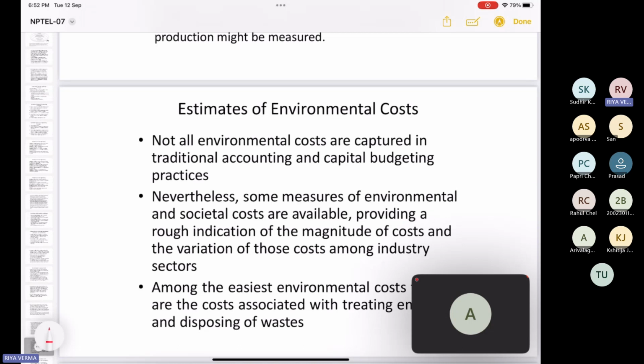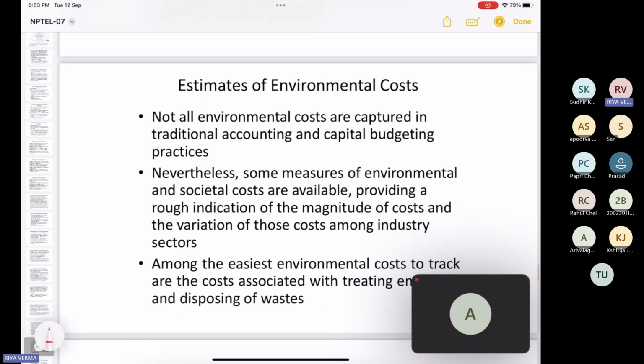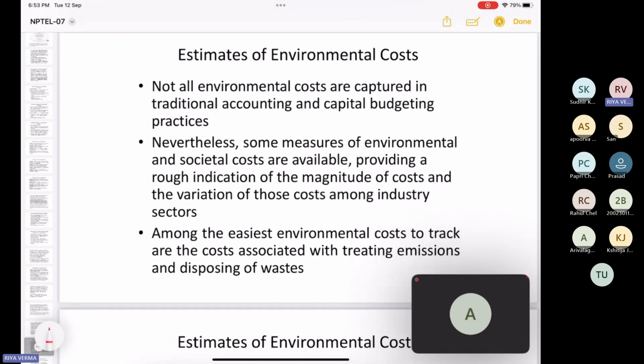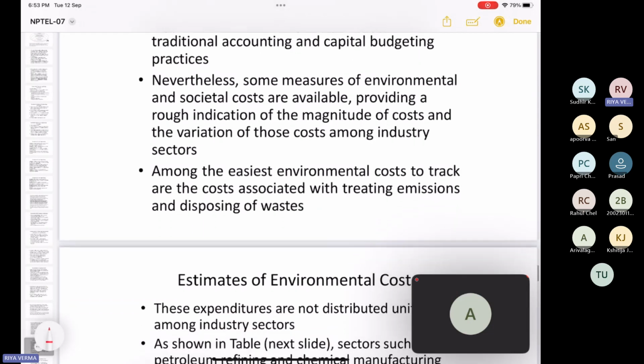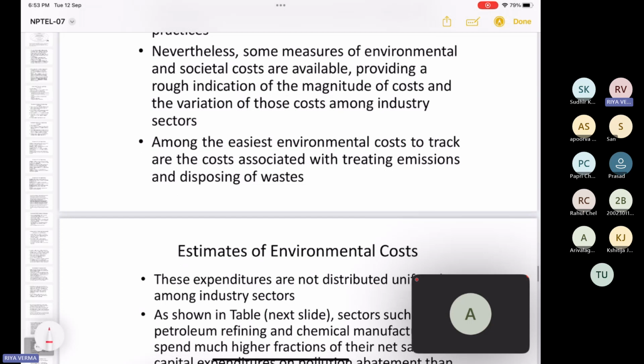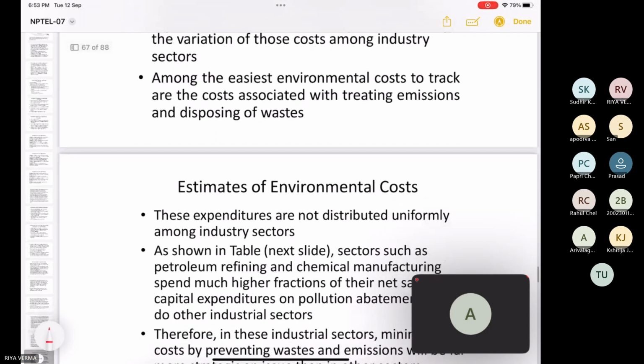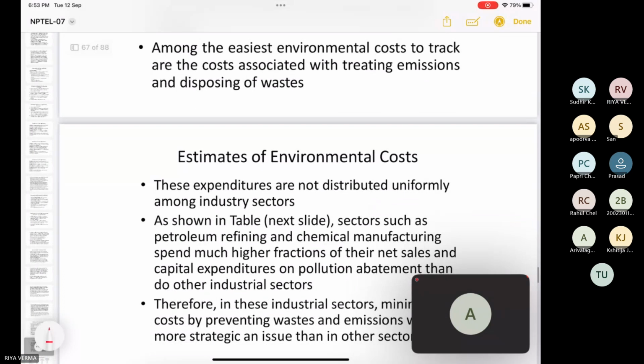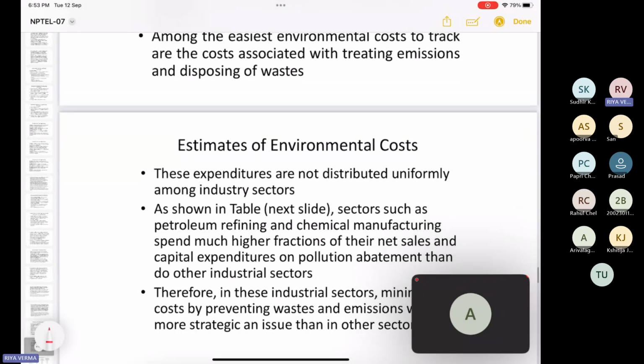So, estimates of the environmental costs. Not all the environmental costs are captured in the traditional accounting and capital budgeting practices. Nevertheless, some measures of environmental and societal costs are available, providing a rough indication of the magnitude of costs and the variation of those costs among industry sectors. And among the easiest environmental costs to track are the costs associated with treating emissions and disposing of the wastes. These expenditures are not distributed uniformly among these industry sectors.